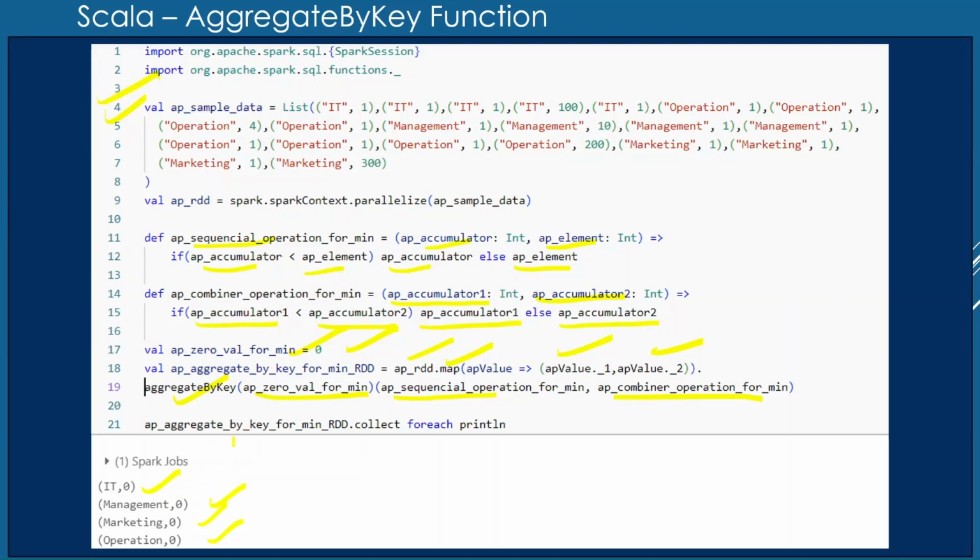This exercise you don't need to do, because I am demonstrating that if you are trying to find the minimum value, the minimum value will be 0 only, because we have initialized the accumulator for each and every key with 0 value. That's why, and no values here in this exercise, 0 is the minimum value. Now let's go to the next.